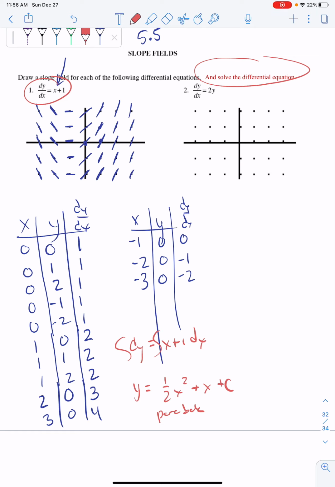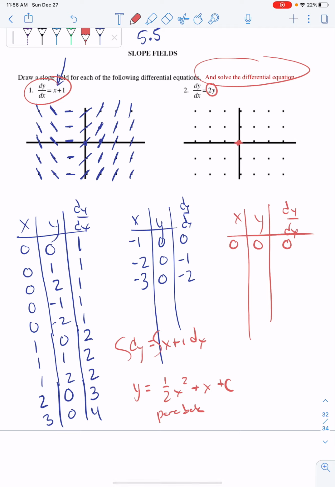So number 2, if you look at this one, when I make my x, y, and dy/dx table, notice that this time I only have y values. So it doesn't matter what my x is, it's always going to be the same. The only thing that changes it is when I change my y. Okay, so let's start right at 0, 0 again. When I plug a 0 in for y, my slope becomes 0.